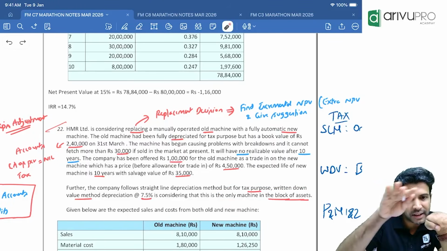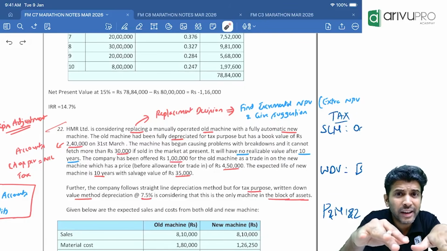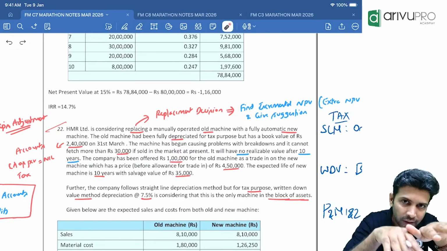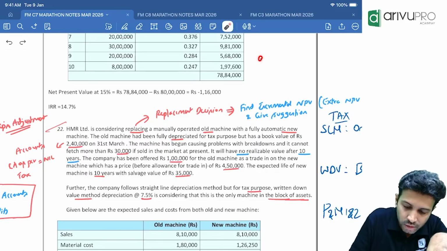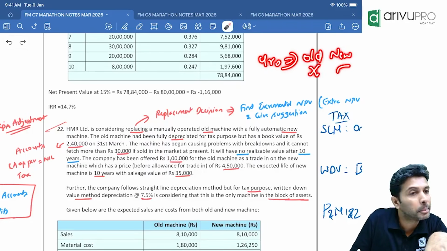Now the old asset we replaced with new. Old we replaced with new. Will the block come to an end, or is the new asset there now? Since at least one asset is there, does the block come to an end or will the block continue? I'm talking about year 0. What happened in year 0? The old one you sold, the new one you purchased.